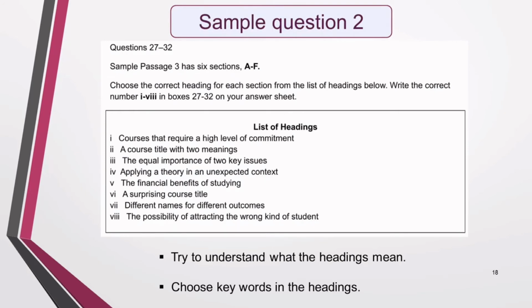Here are the instructions and headings of our sample text for strategy 2. Again, the question is taken from a real IELTS reading paper. From the headings alone, you can get a pretty good idea of what the text is going to be about. Have a go at the first 2 steps I've just shown you, trying to understand what the headings mean and choosing key words in the headings.